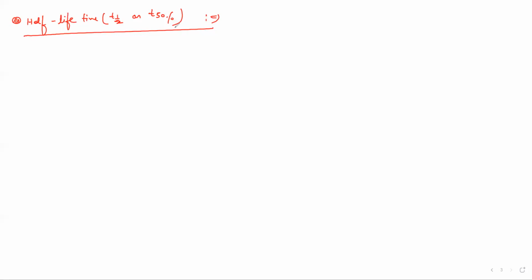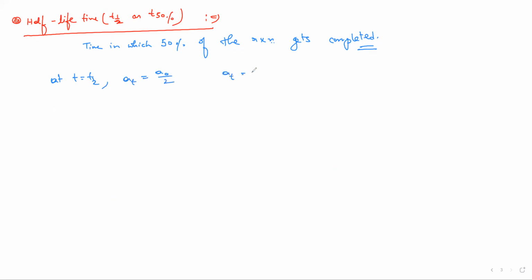Time in which 50% of the reaction gets completed. So just write down, time in which 50% of the reaction gets completed. So we can write at T equals to T half, what should be the AT value? A naught by 2. So AT equals to A naught minus KT, we can write A naught by 2 equals A naught minus K T half. So K T half equals to A naught by 2. So T half equals to A naught by 2K.